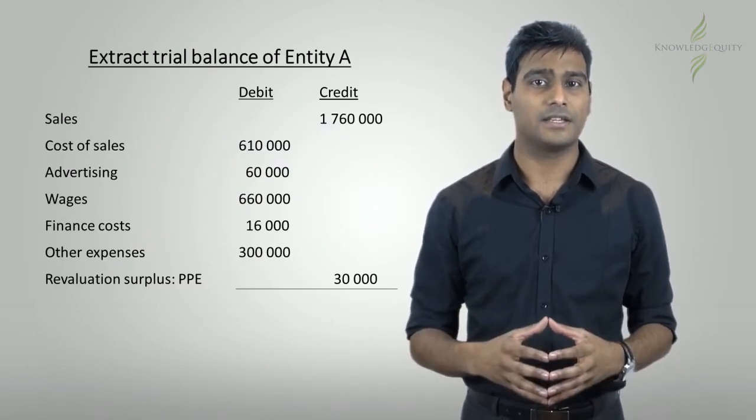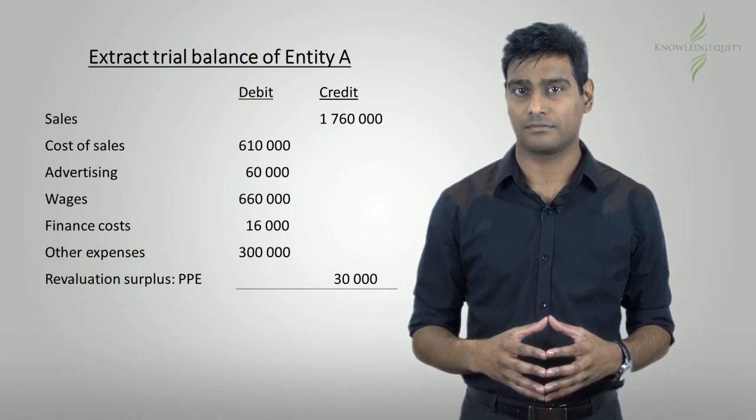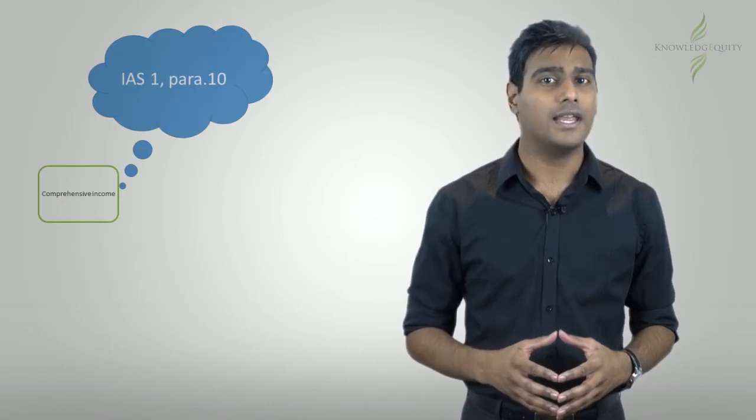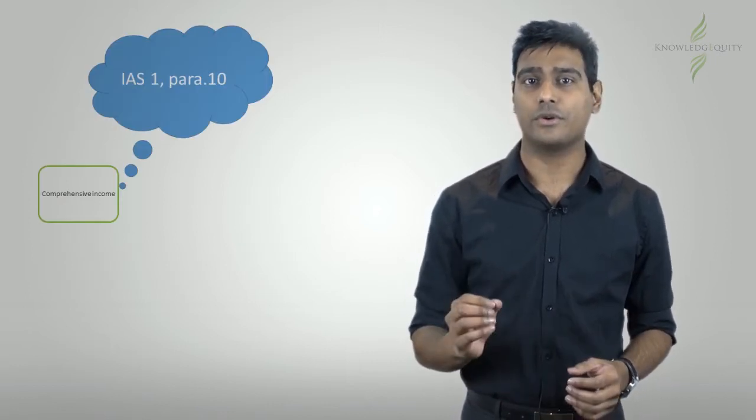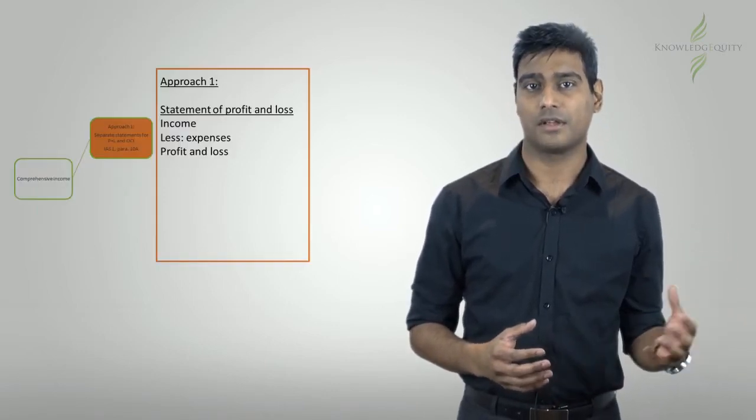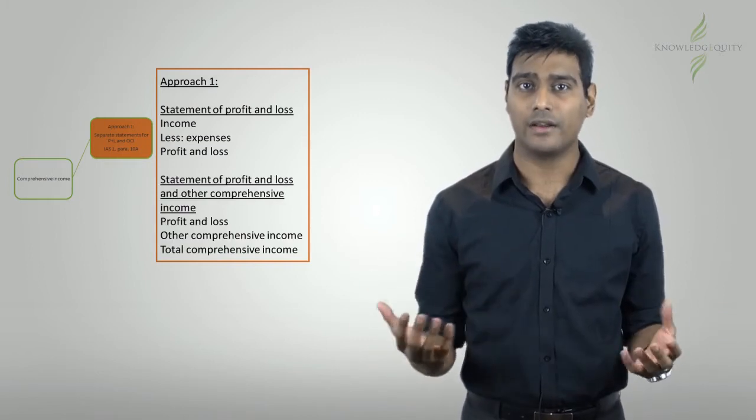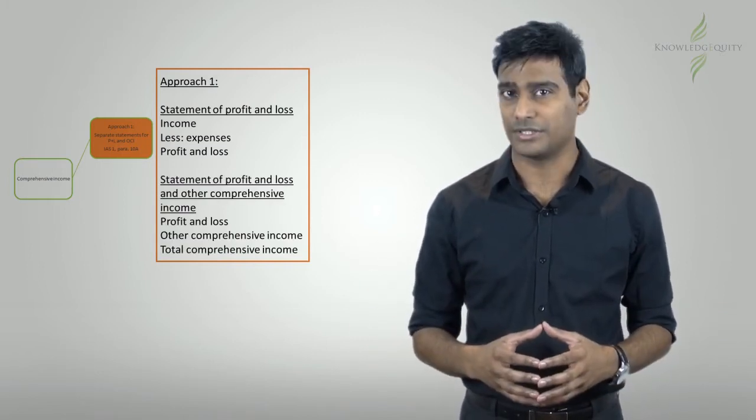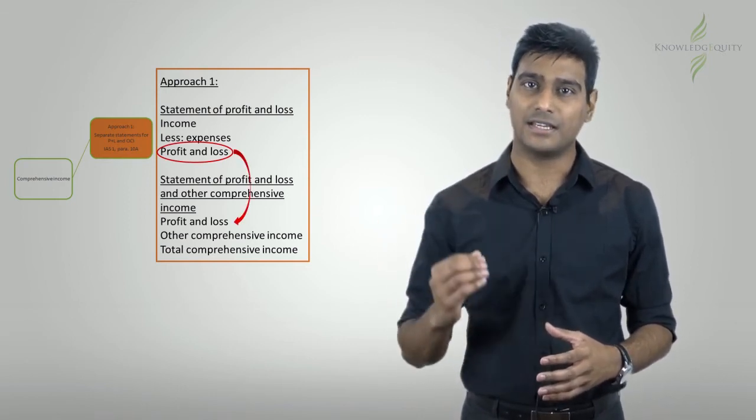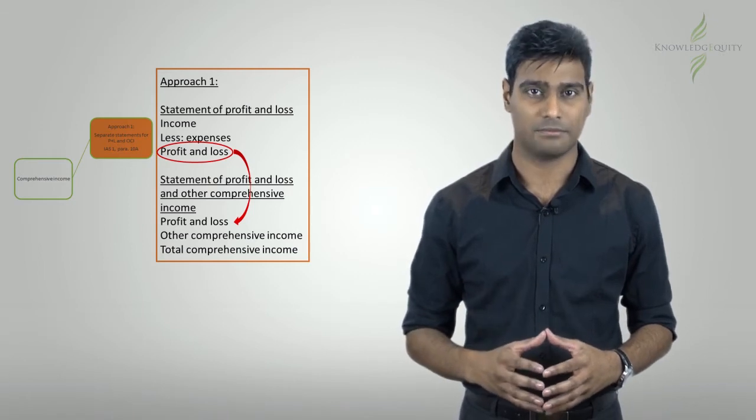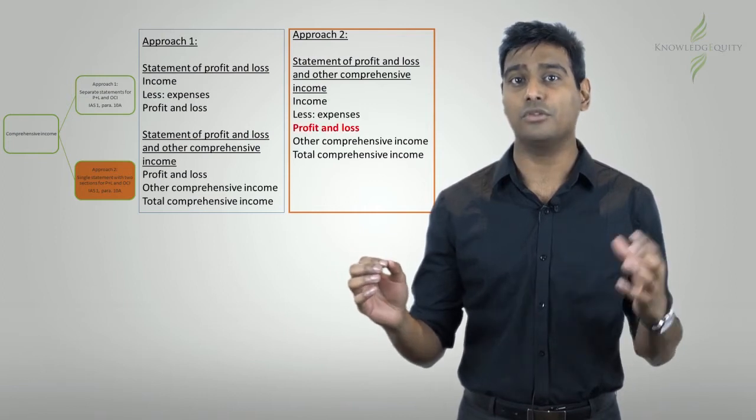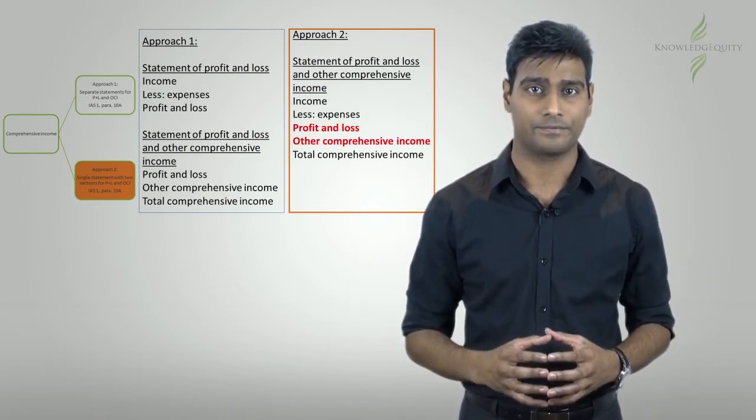Consider the following extract of Entity A's trial balance. Prepare the statement of comprehensive income for Entity A. IAS 1 paragraph 10a gives us a choice of two approaches. The first is to have two separate statements, one for profit and loss and one for the combination of profit and loss and OCI. Note that the total of profit and loss from the first statement gets carried over to the beginning of the second statement. The second approach is a single statement comprising of both profit and loss and OCI.